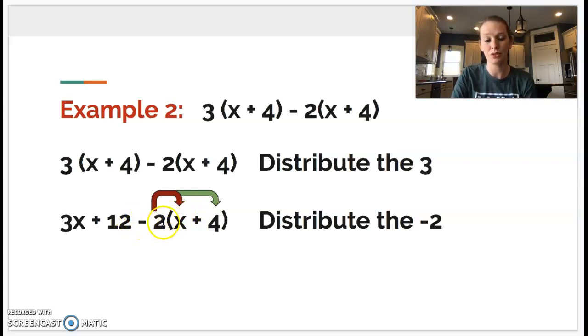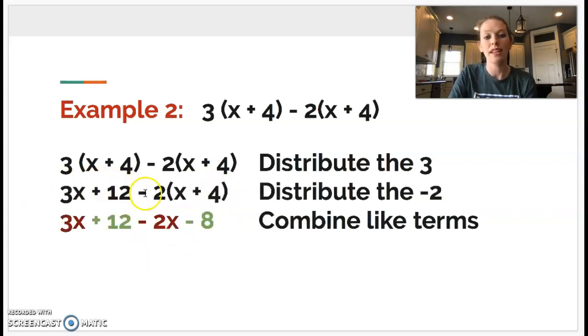Now the next part is passing out that next number. It's a -2. So remember, just like with the other problem, we want to make sure we pass out -2, not just the 2. So now we're going to be doing -2 times x, and then -2 times 4. And when we do that, -2 times x gives us -2x. And then -2 times 4, a negative times a positive gives us a negative, and 2 times 4 is 8. Okay?